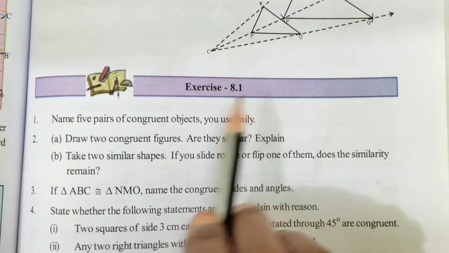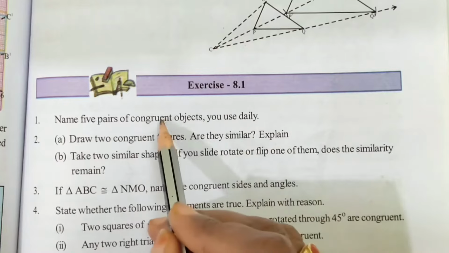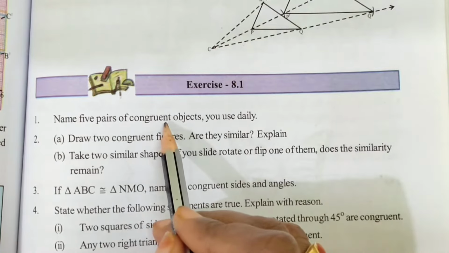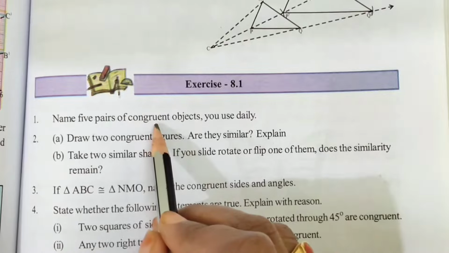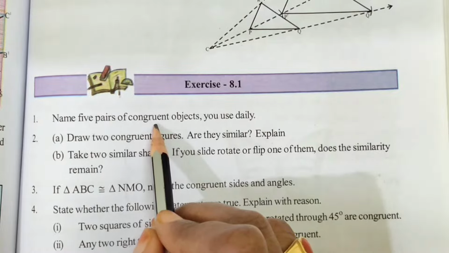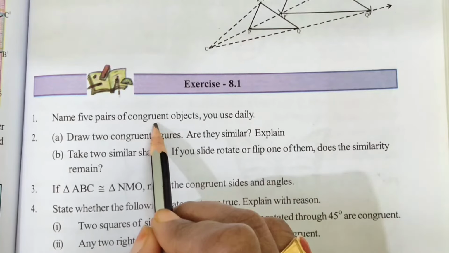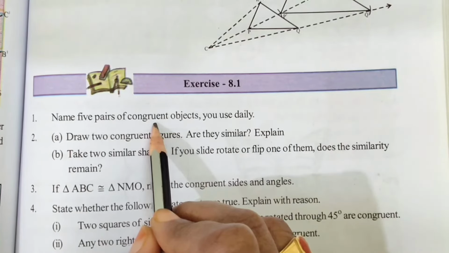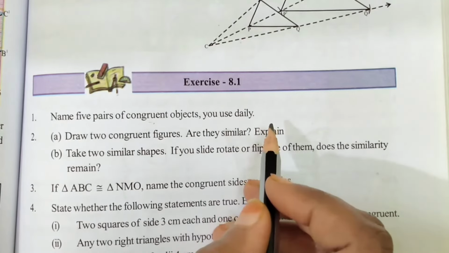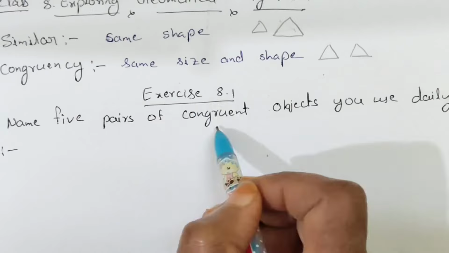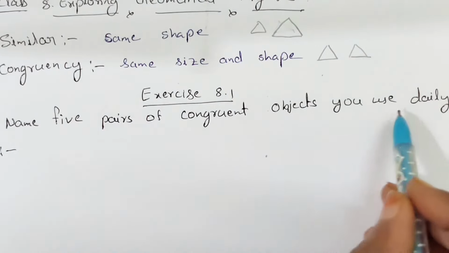Exercise 8.1. First question, name 5 pairs of congruent objects you use daily. Already we know the similarity and congruent definitions and the difference. So now name 5 pairs of congruent objects. Congruence means we compare the two diagrams. Here shape and size both are the same, so the two are congruent. We compare the size and shape, and if both are the same, that is congruent. Observe your daily life. Here we write examples of congruent objects. Same size and shape is congruency. So we write the congruent objects you use in daily life.